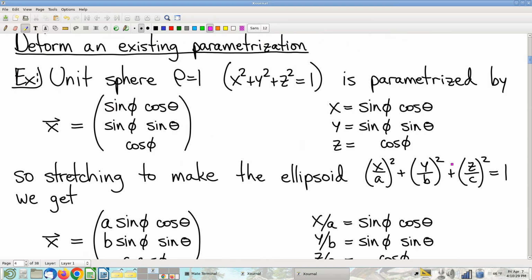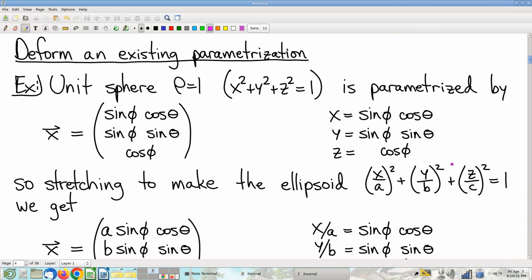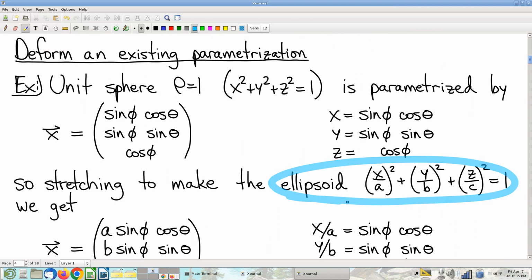Okay, deforming a parameterization. Suppose I want to parameterize an ellipsoid. That's a hard problem. I can't solve for X, Y, or Z. It's not a graph. That's bad. So we can't use graph parameterization.